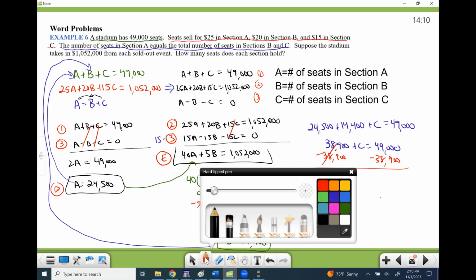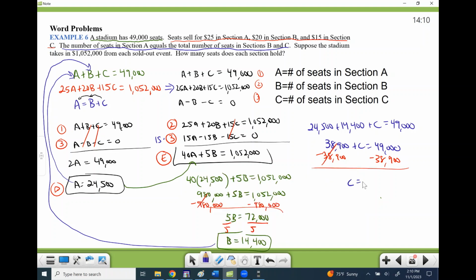From both sides, and then we have how many seats are in section C. All right. So I'm getting 10,100.